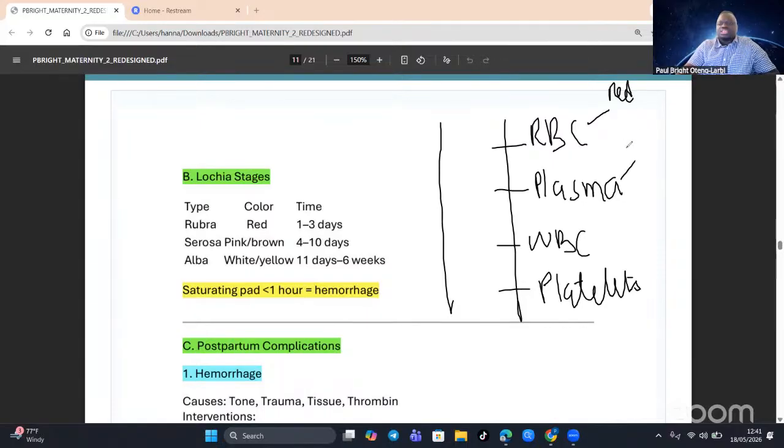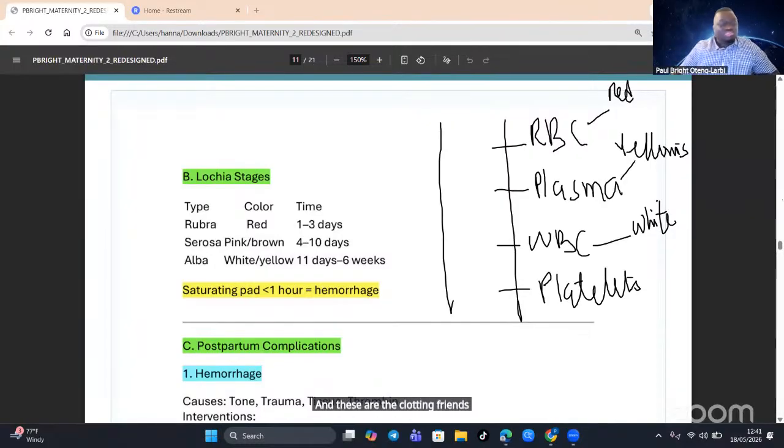This one will make the blood yellowish or serous. Yellowish. This one will make the blood white. And these are the clotting friends, plus the fibrin and all those stuff. Let's concentrate on these three.